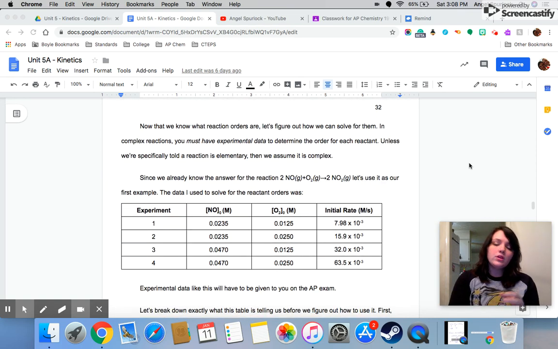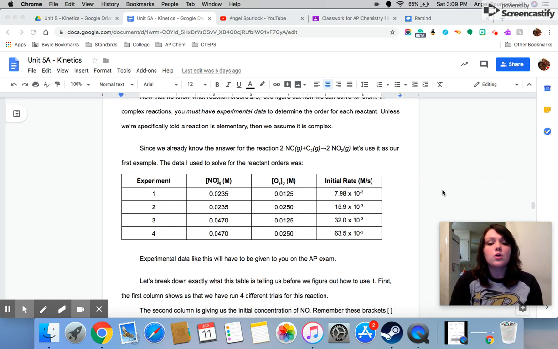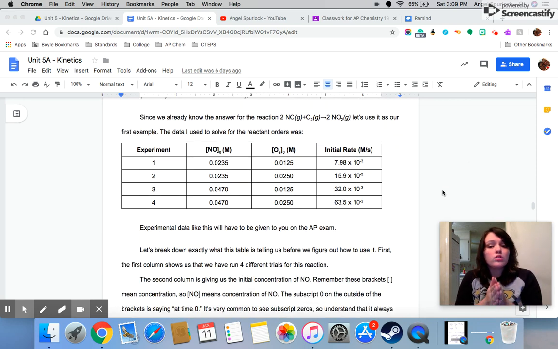So now that we know what reaction orders are, we can finally figure out how to solve for them. In complex reactions, we have to have experimental data to determine the order for each individual reactant. Unless we're specifically told that a reaction is elementary, we're always going to assume that the reactions we're working with are complex, okay? So we already know the orders for the reaction between nitrogen monoxide and oxygen gas. So let's use that as our first example for how to solve for reaction orders.